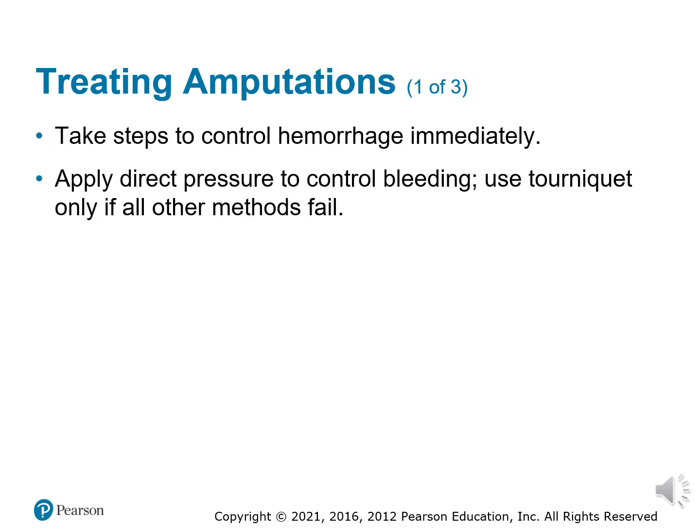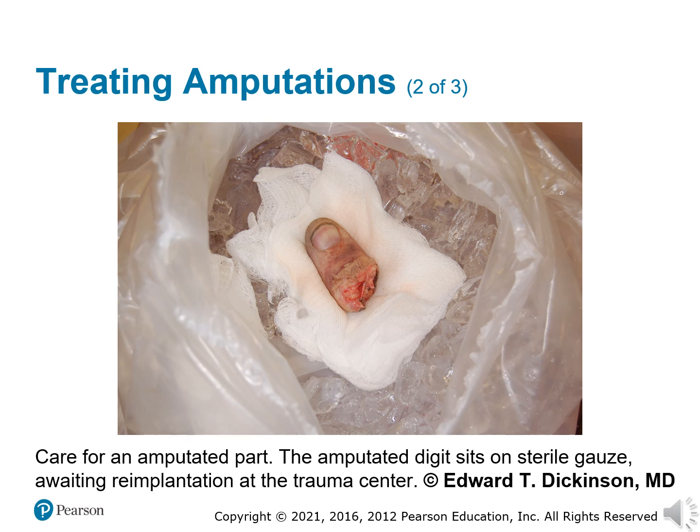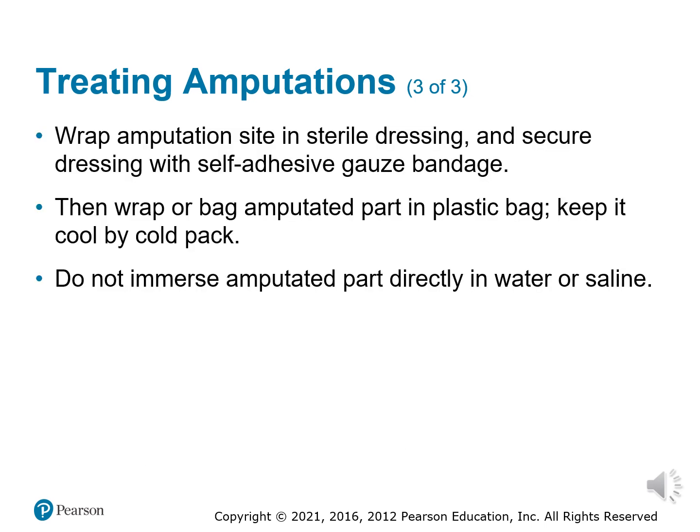Treating amputations. First, you want to take the steps to control any hemorrhage immediately. Apply direct pressure to control bleeding, and use a tourniquet only if all other methods fail. Here they're showing you how to care for an amputated part. The amputated digit sits on sterile gauze, awaiting re-implantation at the trauma center. You want to wrap the amputation site in sterile dressing and secure dressing with self-adhesive gauze bandage.